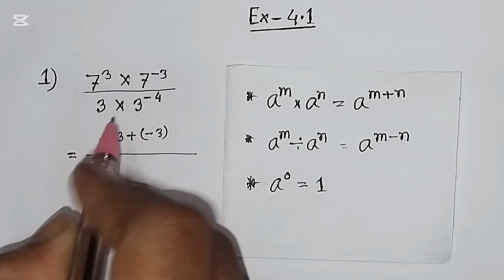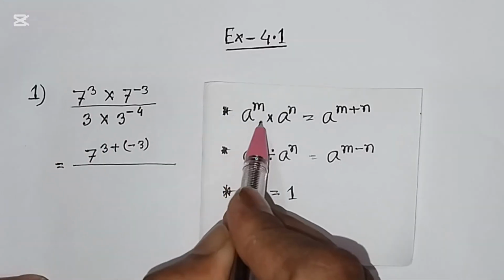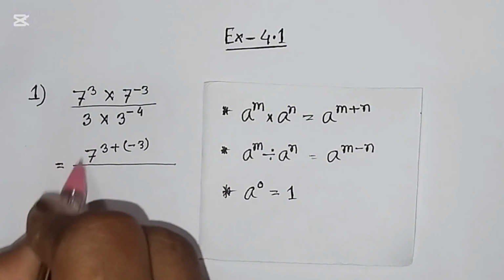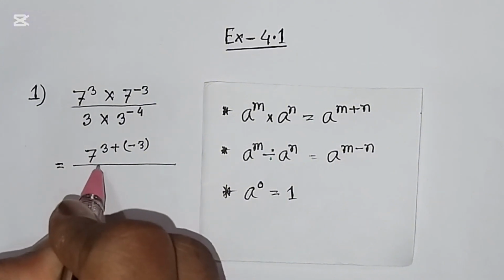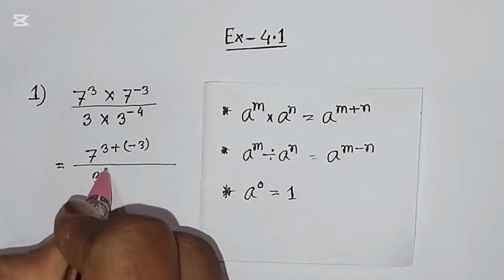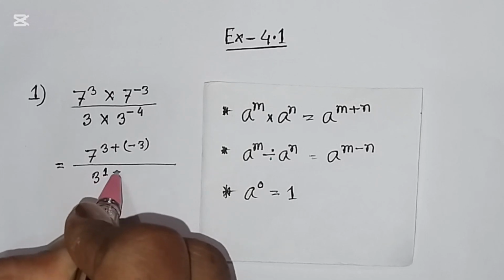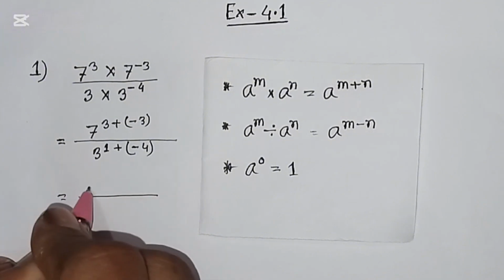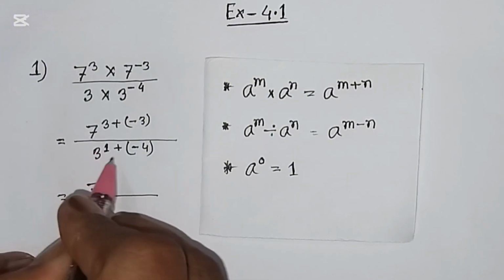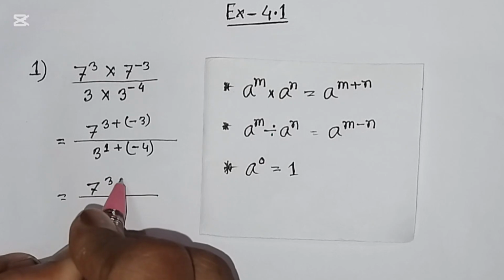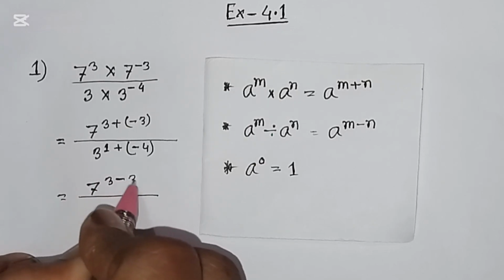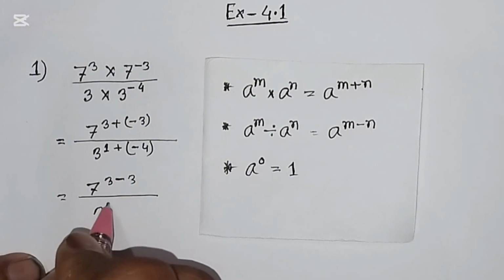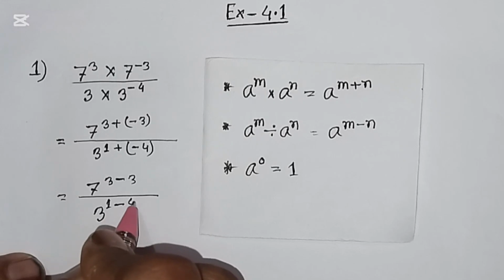On the denominator side, here we will also apply the index law of multiplication. Here the similar base is 3, so their powers will be added. Equal 7, 3 plus minus multiply equals minus 3, 1 plus minus multiply minus 4.